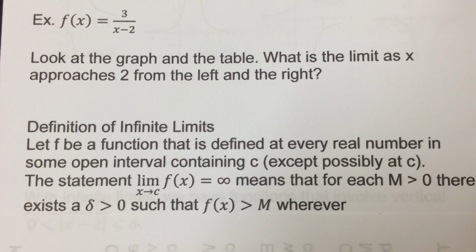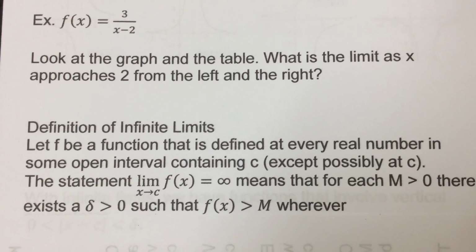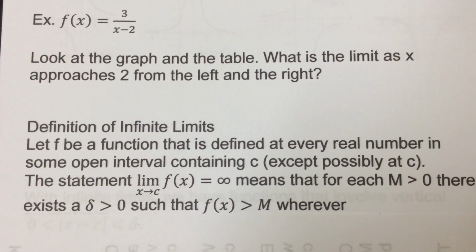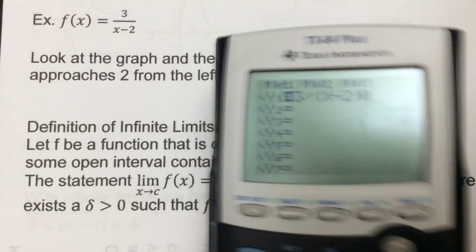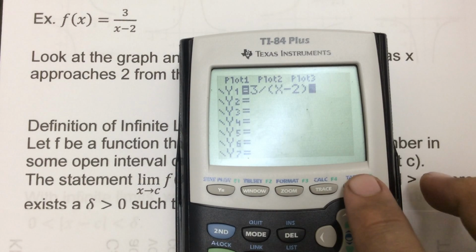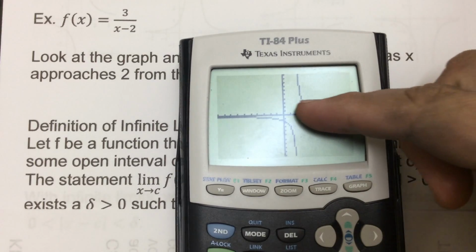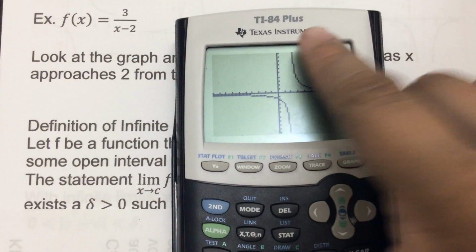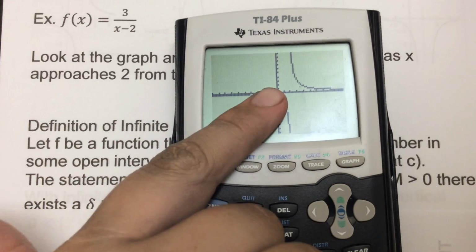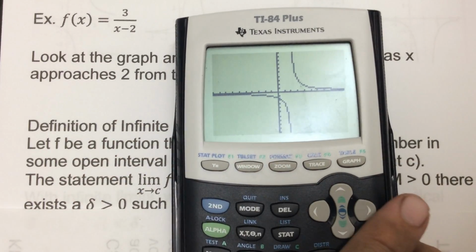So if we put this into a graphing calculator, and I can do that quick, in the y equals, I'm putting 3 divided by parentheses x minus 2 so that it knows that's the entire bottom. And if I hit graph, here's what our graph does. As we get closer and closer to 2 from the right side, we're going to shoot up to infinity. As we come from the left side, we're going to shoot down to -infinity.